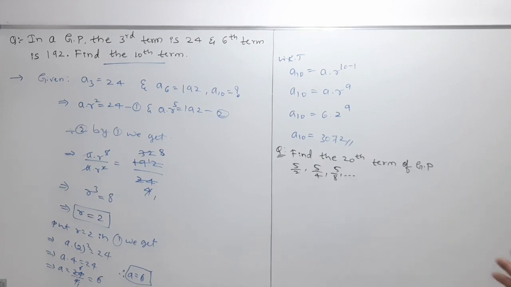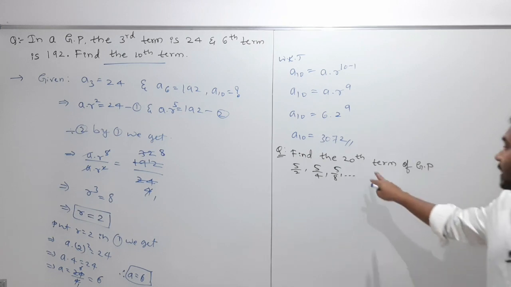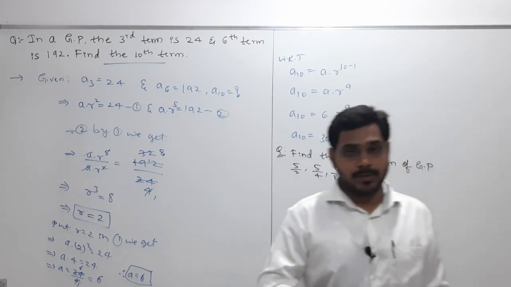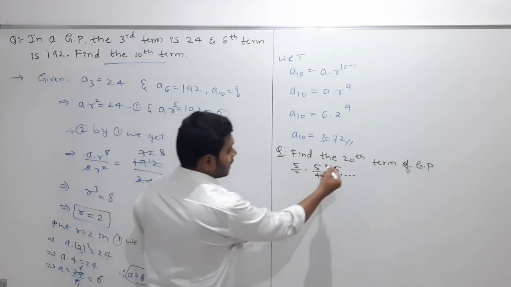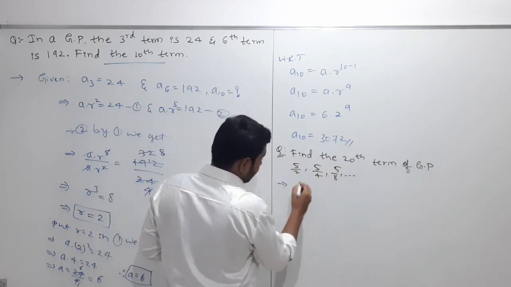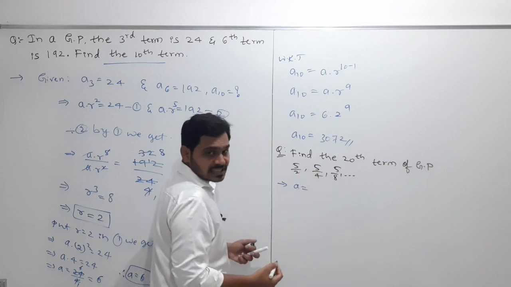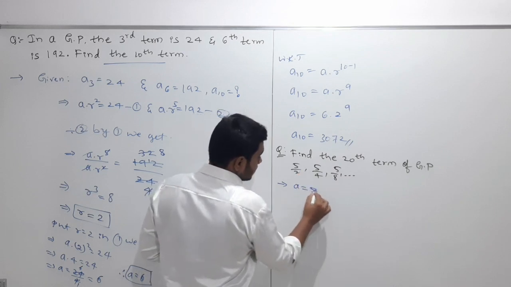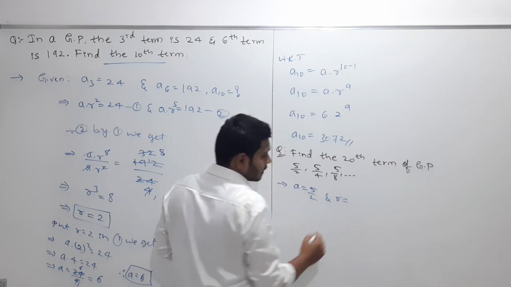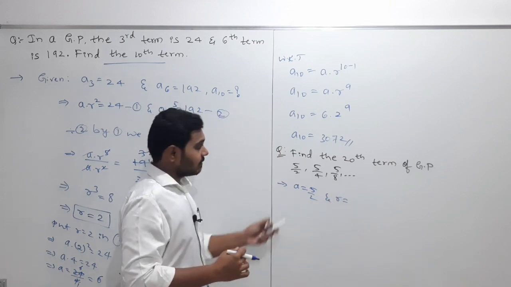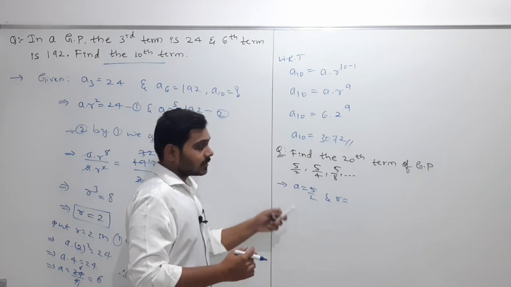Yes. Now the next question is, my dear students, find the 20th term of the GP. So how to calculate the 20th term of the GP? Again, A is given to you. A means the first term given to you, that is 5 by 2. This is given. And they have also given the GP, so indirectly we can calculate the ratio R.